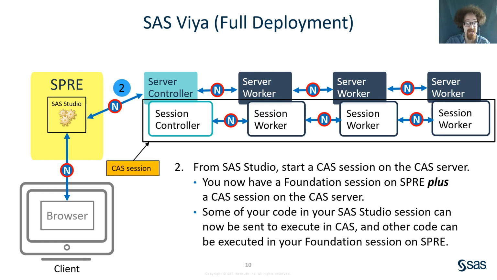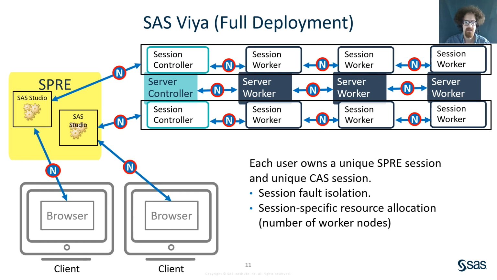But from the SAS Studio session, you can also start a CAS session on the CAS server. The CAS session is a multi-machine session. You'll have your own session controller, which is essentially similar to the CAS controller, and you'll also have session workers for performing parallel processing on distributed in-memory data. Depending on your administrator settings, you might have access to all of the workers connected to your CAS server, or you might only be given a subset of them to free up resources for everyone else. Each user gets their own SPRE session and their own CAS session.